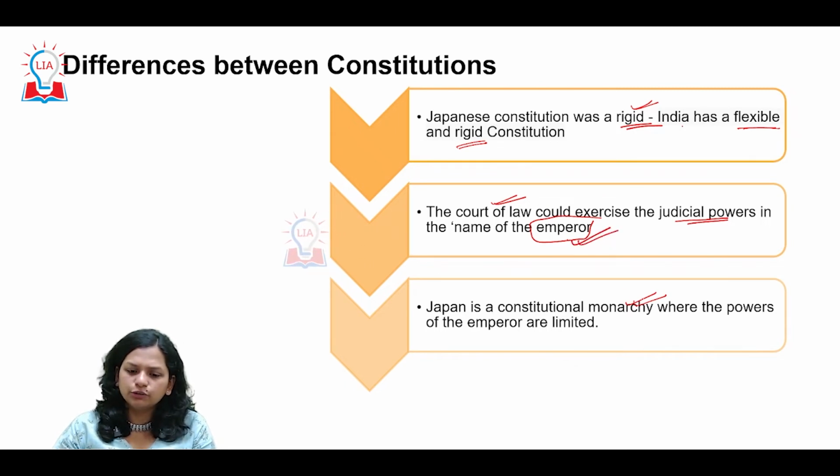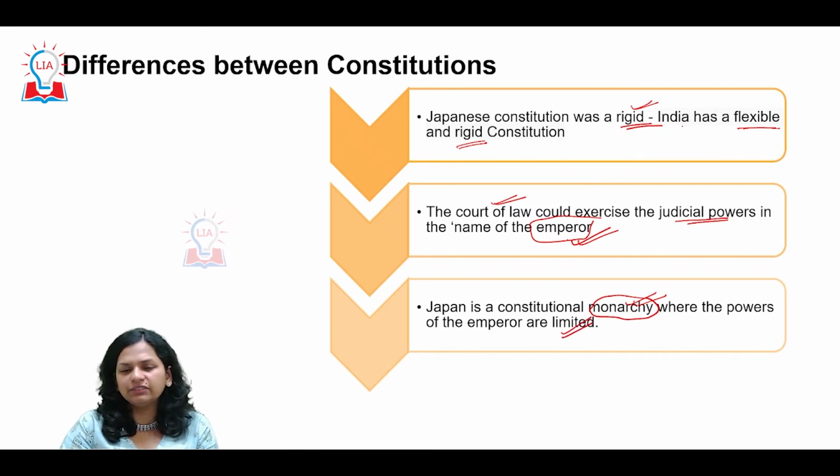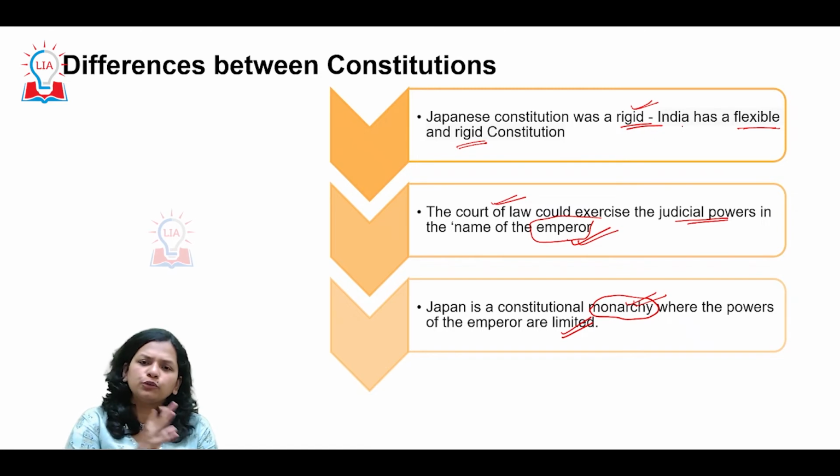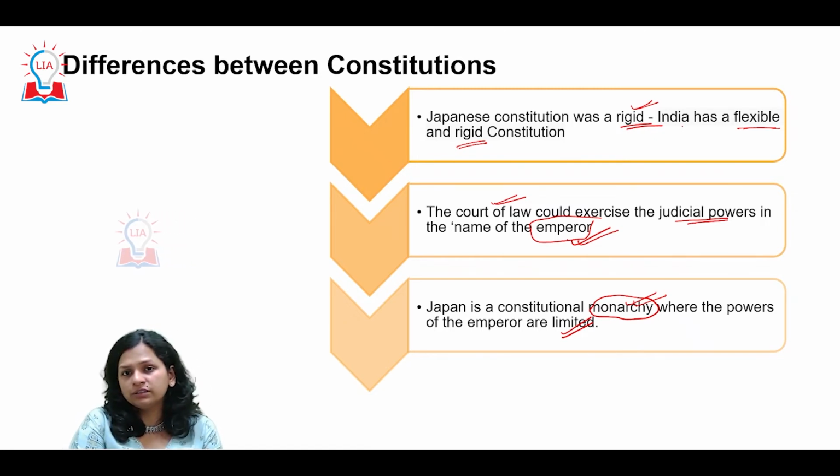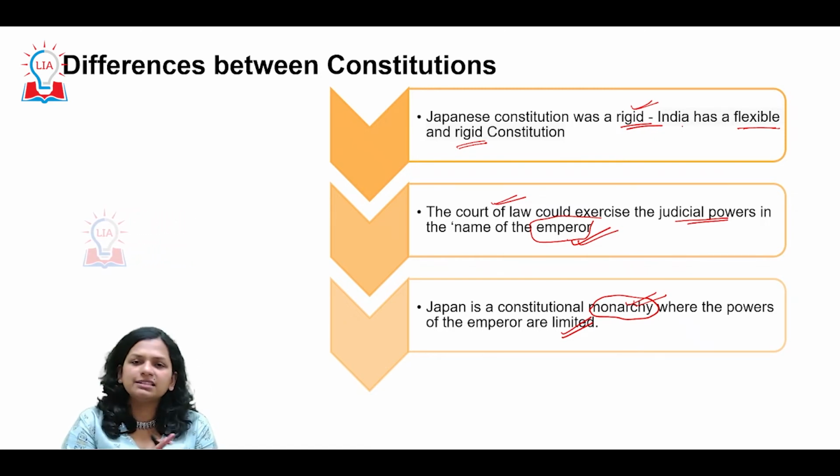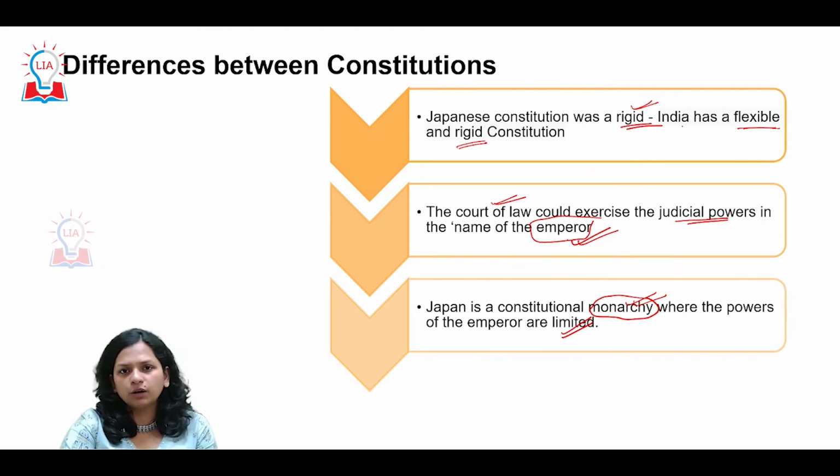So the constitutional monarch is given importance, but of course its powers are limited. Nevertheless, the fact that you have a monarchy as compared to a republic, that is, an elected head of the state, is something of a difference between the two countries.